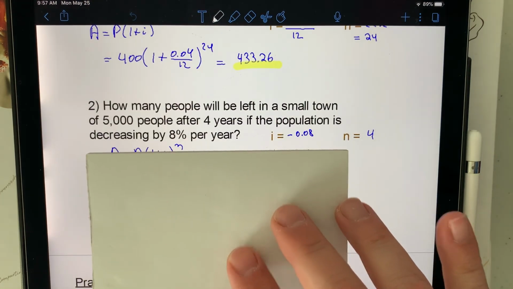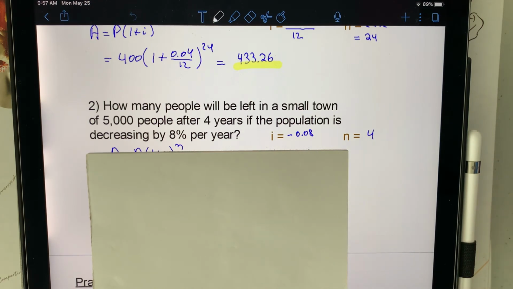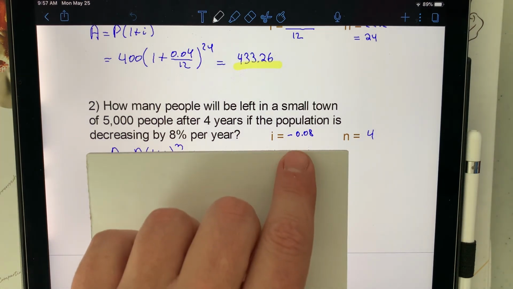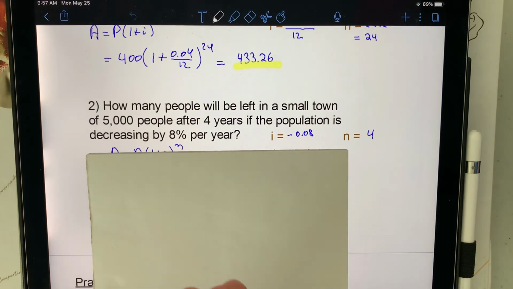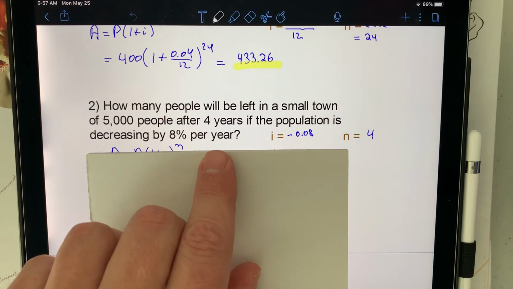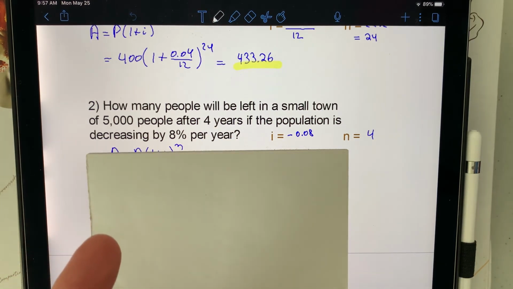Good. Another question. This is not financial, but it kind of makes sense. How many people will be left in a small town of 5,000 people after 4 years if the population is decreasing by 8% per year? Okay, it's decreasing, so that's why I put a negative 0.08. I don't need to divide it by anything because that's like per year. So we're talking years and per year, so this matches nicely.